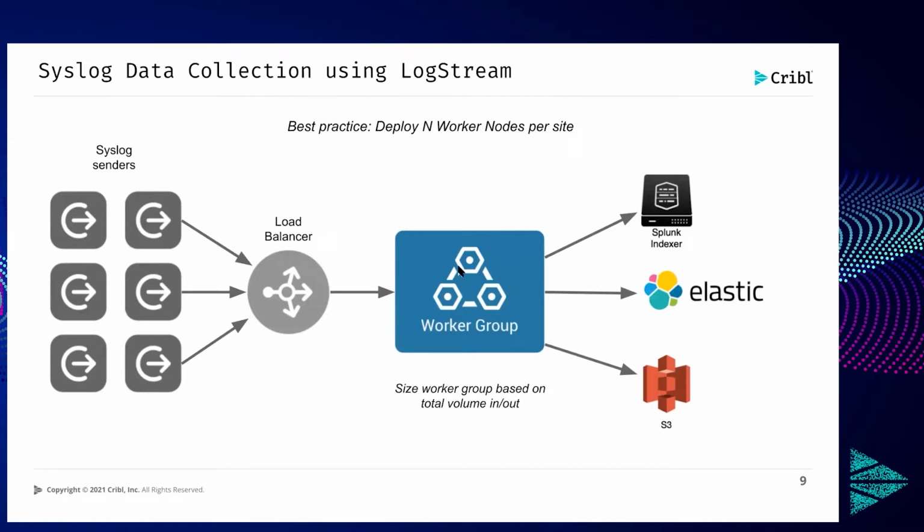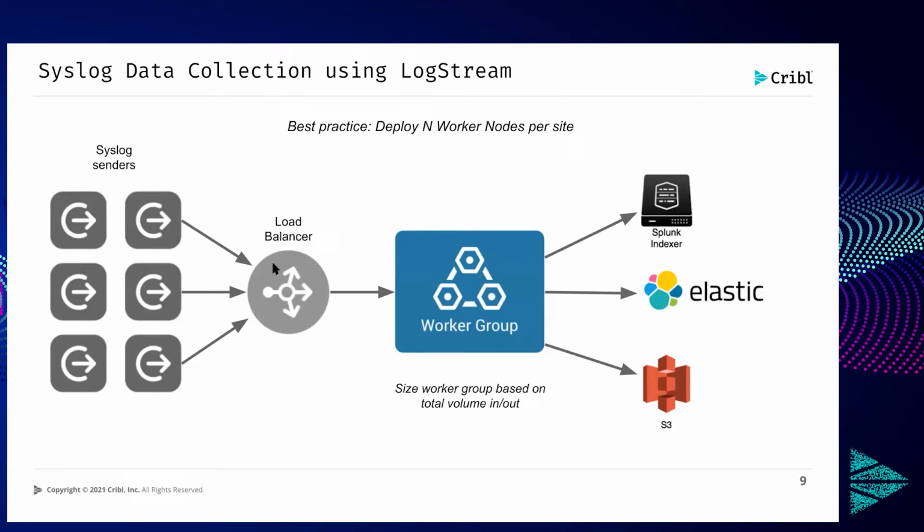And then behind that, you have a log stream worker group of worker nodes that are sized based on the total volume in and out. It's pretty straightforward. But why a load balancer instead of, say, DNS? Or why use a load balancer at all? It's because each of these syslog senders is probably only configurable to use a host name or an IP address. And the load balancer's job is to make sure that that data gets to somewhere.